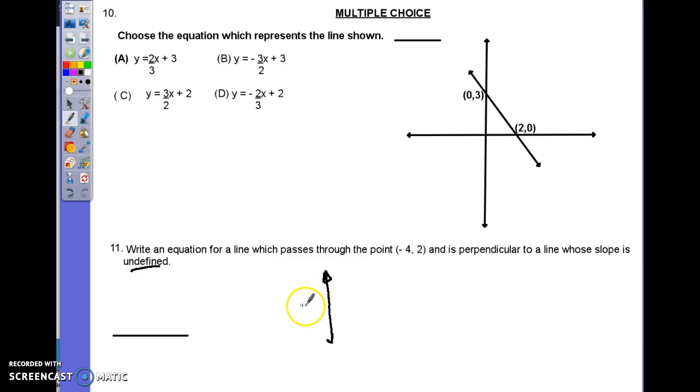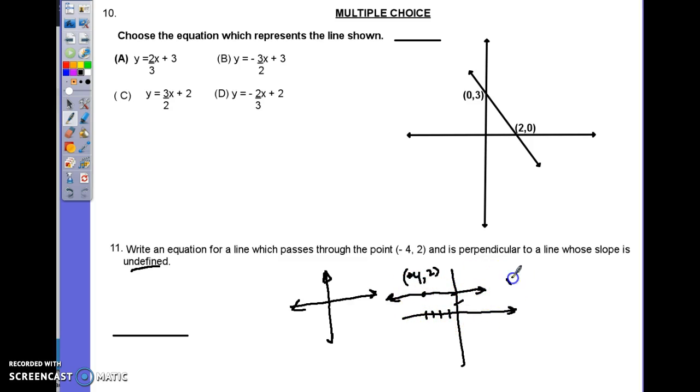That line would be what? Horizontal. So the line we seek will be horizontal, and it passes through this point, negative 1, 2, 3, 4, 1, 2. So (-4, 2). Our line is going to look like that. If you're watching carefully, you should say, the line we're looking for is horizontal, and it passes through this. It's going to be the line y equals 2, because y equals 2 everywhere here. So the answer here is y equals 2.